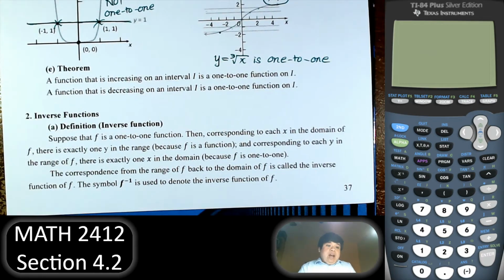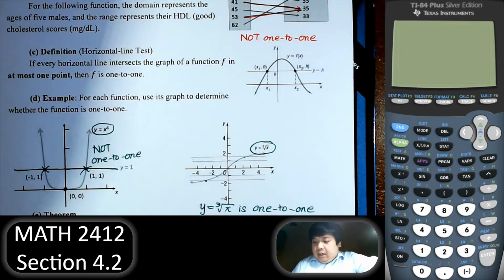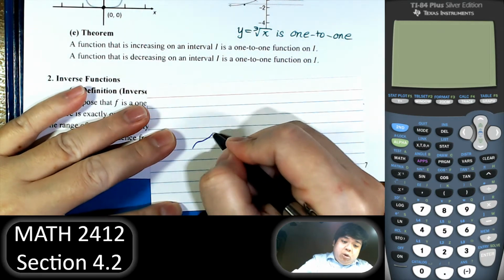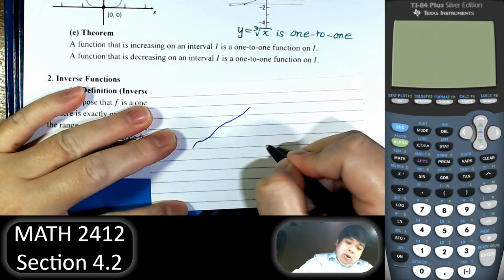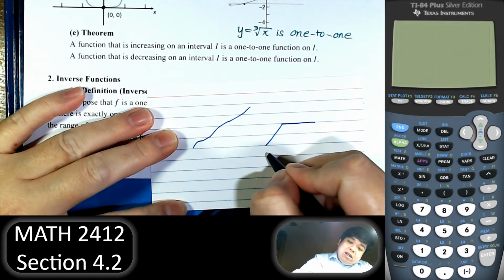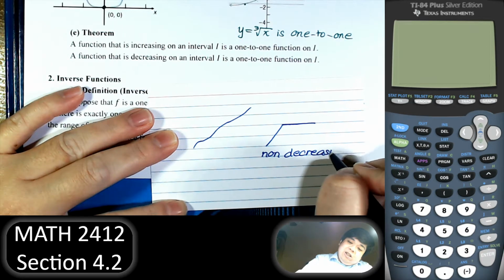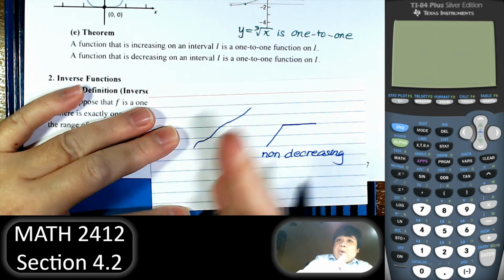Next, if the function is increasing on an interval, then on that interval it is one-to-one. If the function is decreasing on an interval, then that is also one-to-one. Have to be very careful though. In calculus they have a different definition. When we mean increasing, we have to go strictly increasing. Otherwise it is called non-decreasing, which is different than increasing, because non-decreasing could be increasing or constant.